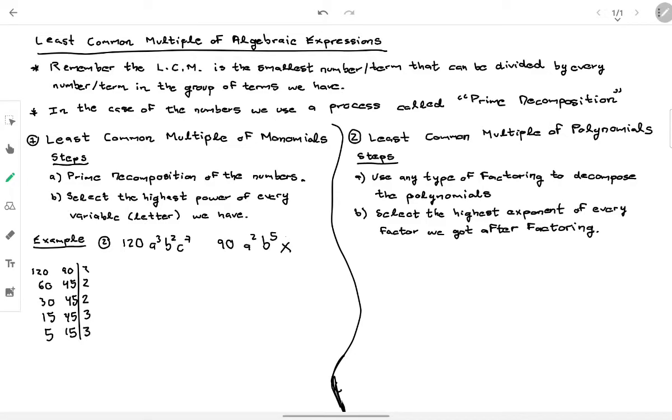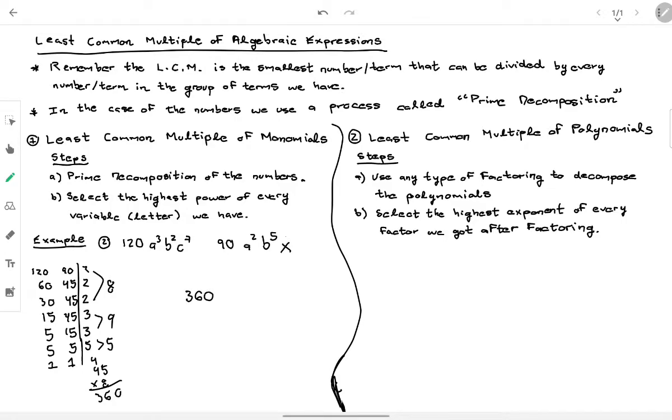Then it's going to be divided by 3, it's going to be 5 and 5, then finally 5, and it's going to be 1 and 1. So our least common multiple is going to be 8 that multiplies 9 that multiplies 5, so it's going to be 9 times 5, it's 45, times 8, it's going to be 360, so it's going to be 360.